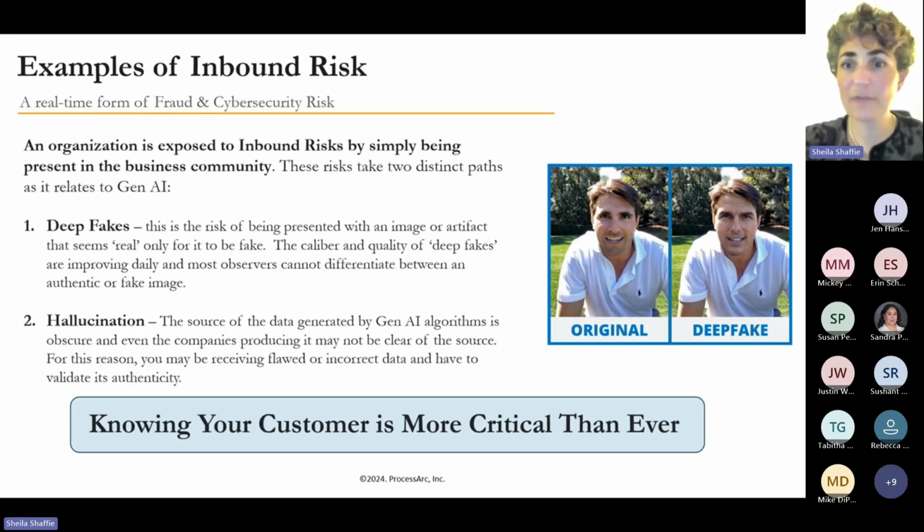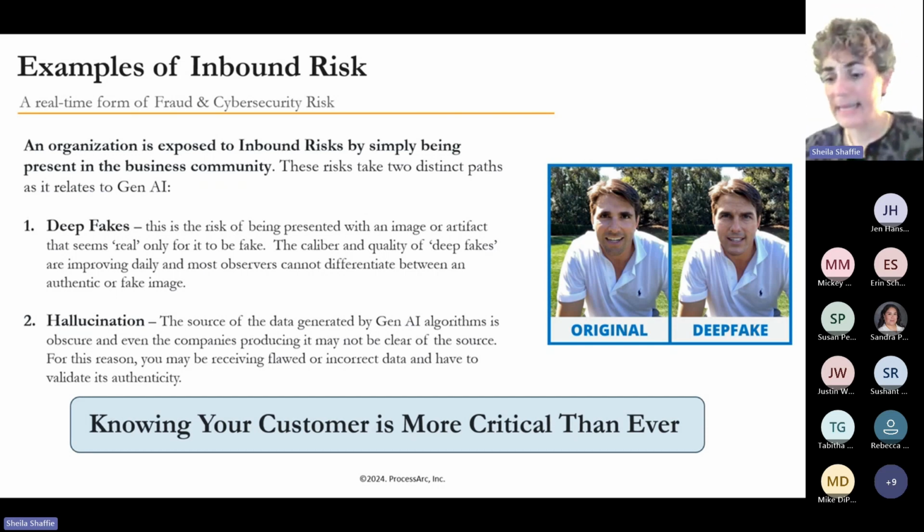continuously. And in the case of inbound risk, we're talking about two very specific risks that we have to be aware of. One is deepfake, and the other one is hallucination. Here's an example. I provided a picture of a deepfake, and this is an instance where somebody could come into a bank with an image, like a driver's license or an artifact that may seem totally real and valid, but it's essentially fabricated, and you cannot make the distinction between reality and a fake. And this image was created within a few seconds, where someone took a selfie of themselves and was able to make themselves look like Tom Cruise. So the caliber and the quality of deepfakes is increasing and improving rapidly.